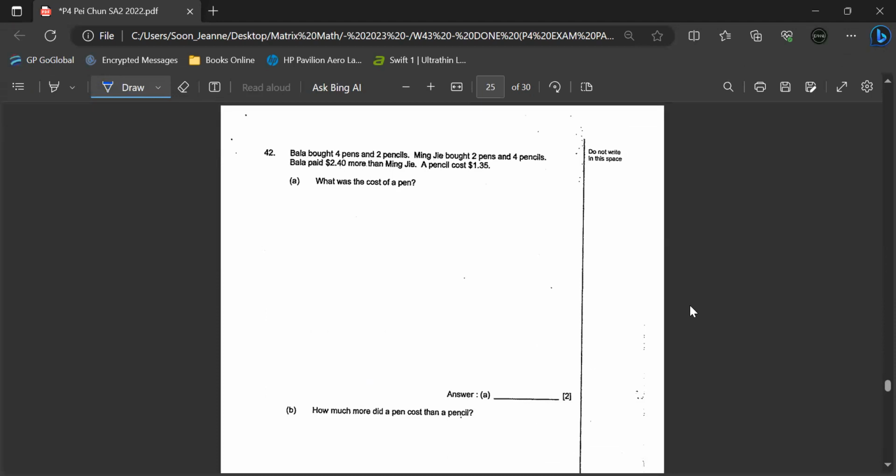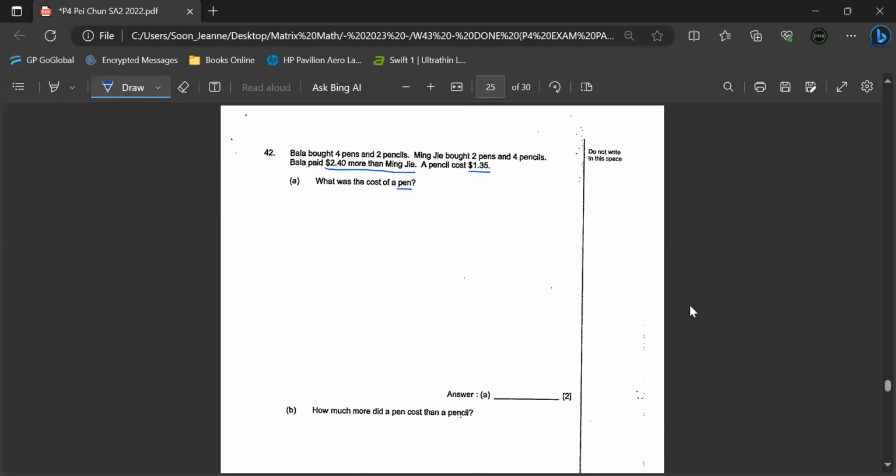Okay. Question 42. Question 42 says Bala bought 4 pens and 2 pencils. Mingjie bought 2 pens and 4 pencils. Bala paid $2.40 more than Mingjie. A pencil costs $1.35. What is the cost of a pen? Okay, this one I think I would draw a model.